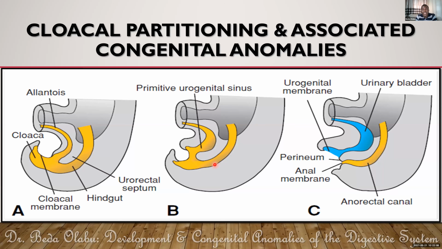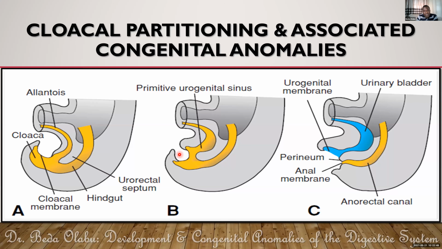The anorectal canal, as the name suggests, gives you the rectum above and the anal canal below. But let me say something. The anal canal has a dual embryonic origin. The upper part of the anal canal is the one that comes from anorectal canal. The lower part of the anal canal comes from the proctodeum. So look at this part here. The proctodeum will give you the lower part of the anal canal. The upper part of the anal canal is the one that will come from anorectal canal.